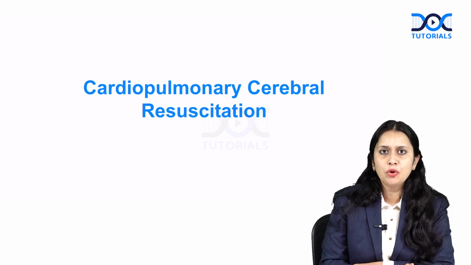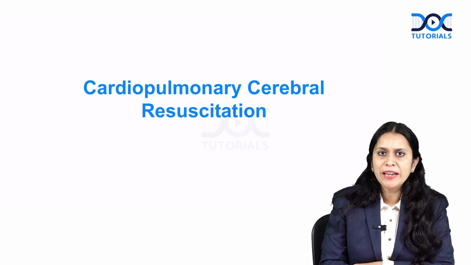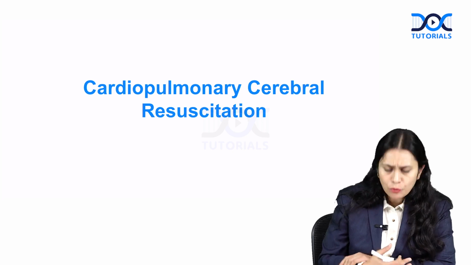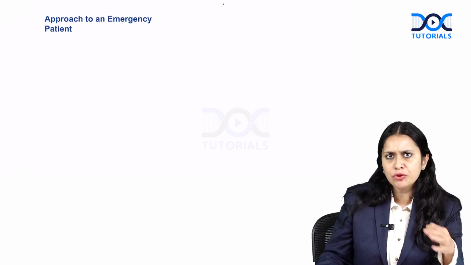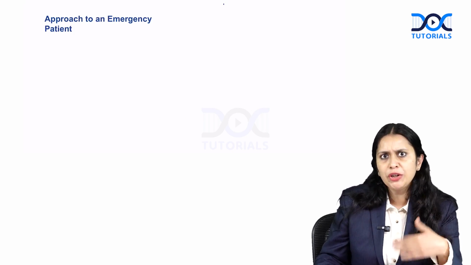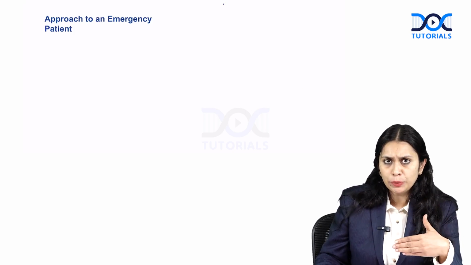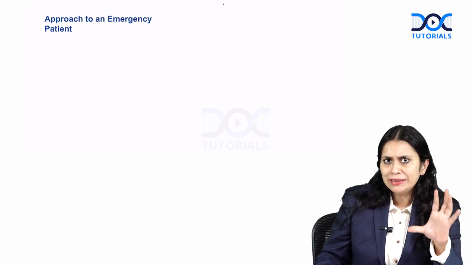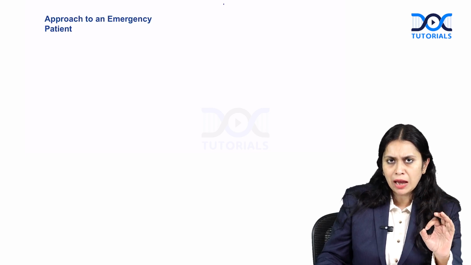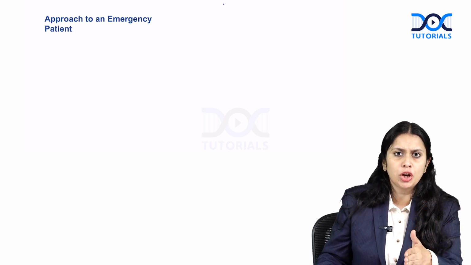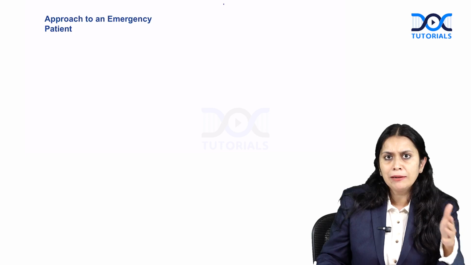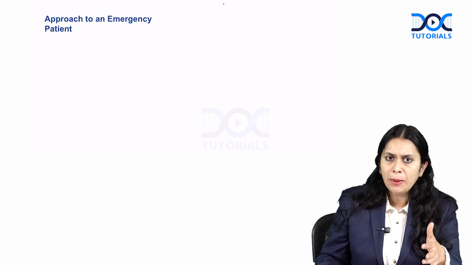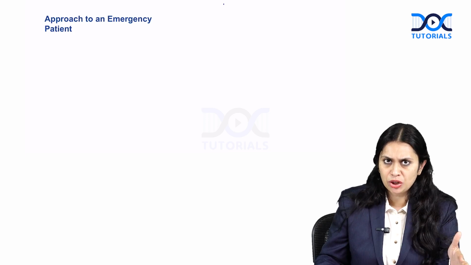In this section, I would talk about cardiopulmonary cerebral resuscitation, touching on how we approach an undifferentiated emergency patient. Let us assume you are in the emergency and you just received a patient. So what should be your approach? Our approach should be based on the initial impression which we get by seeing the patient. I have to make an impression whether the patient is conscious or unconscious, and my further approach would depend upon the initial impression.